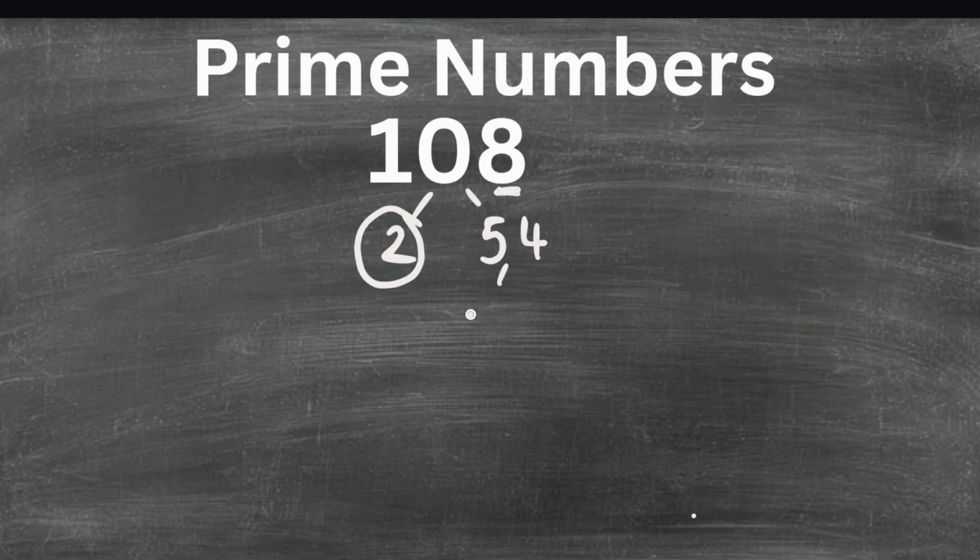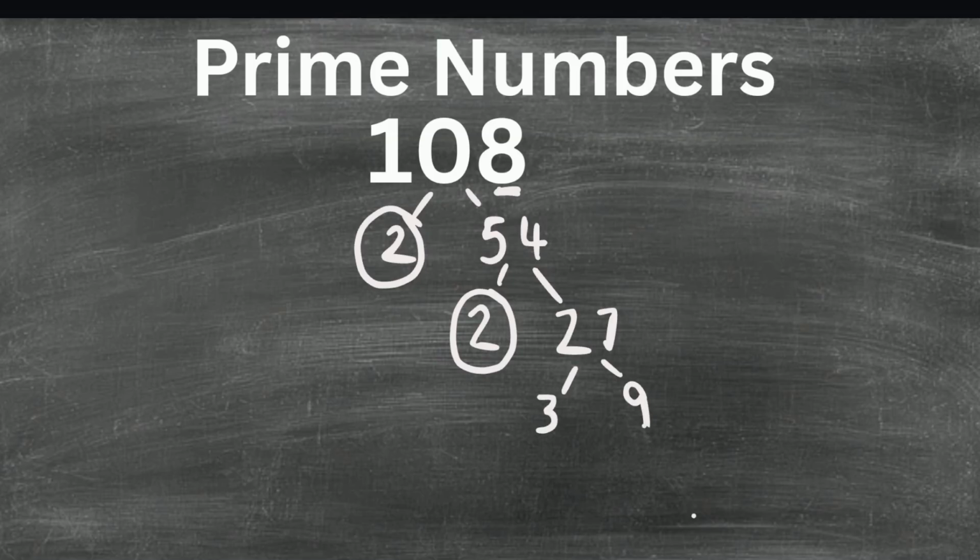Now, 2 times 27 equals 54, and then I know 7 plus 2 is 9, so it's divisible by 3. 3 times 9 is 27, circle 3 because it is prime, and then we have 3 times 3, and we're down to prime numbers. So we are finished now.